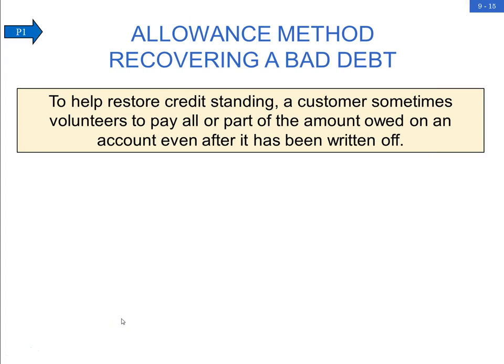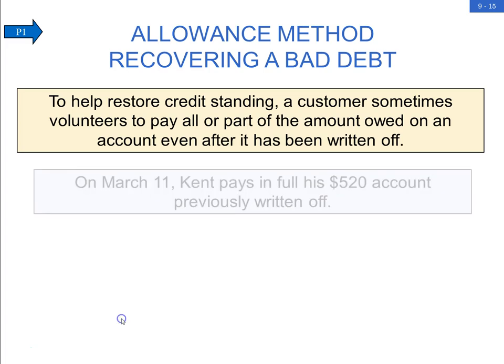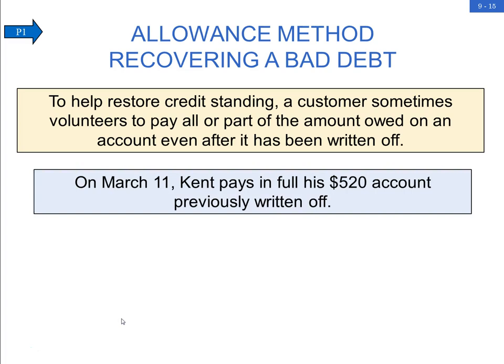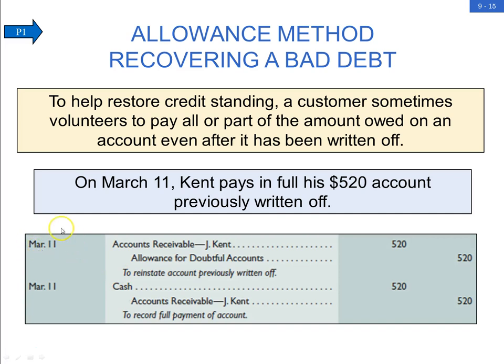Now let's go over the same scenario as though Mr. Kent, after we wrote off his account thinking he wasn't going to pay, all of a sudden goes ahead and pays his $520, which often customers will do in order to restore their good credit standing or just make good on the debt that they had. So let's assume on March 11th, J. Kent once again pays his full account $520, which we had previously written off. And remember, the way we wrote that off was we credited his accounts receivable for $520 and we debited the allowance for doubtful accounts. And now that he's paid us, we need to reverse that. So we will do the exact opposite. That's the first journal entry, right?